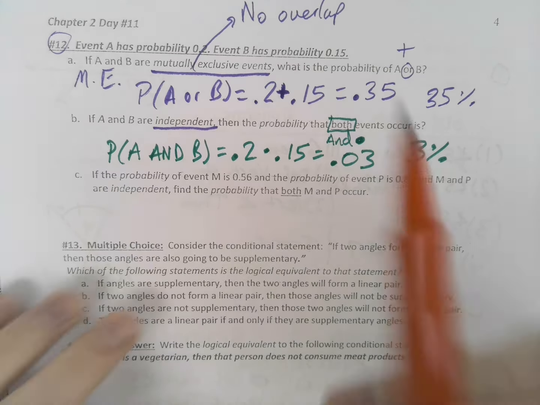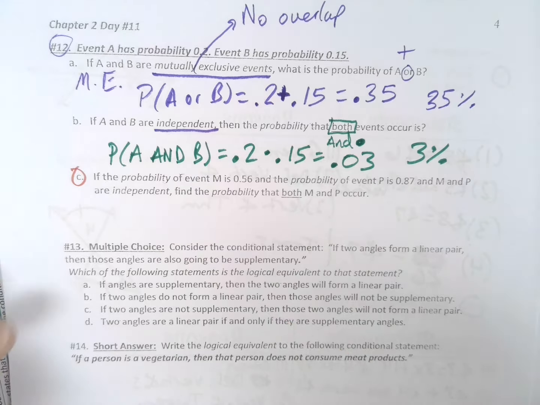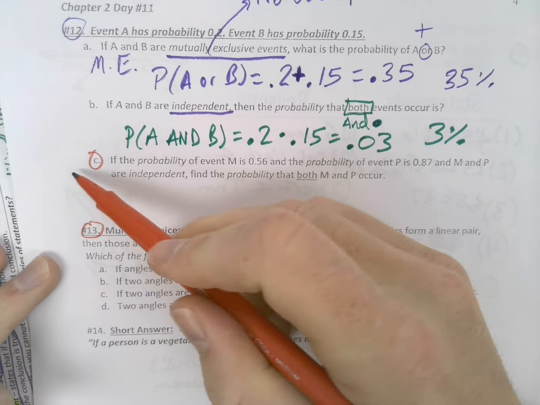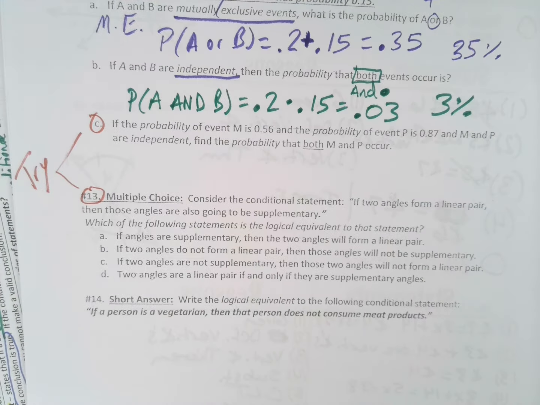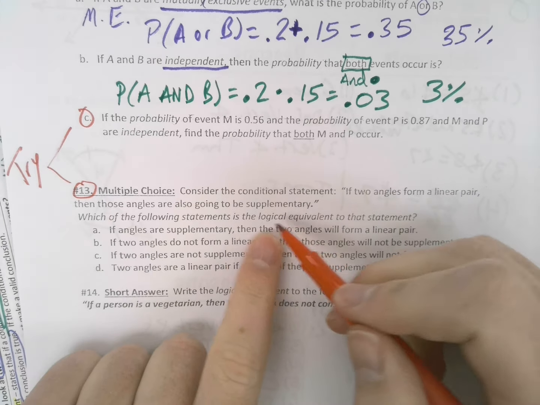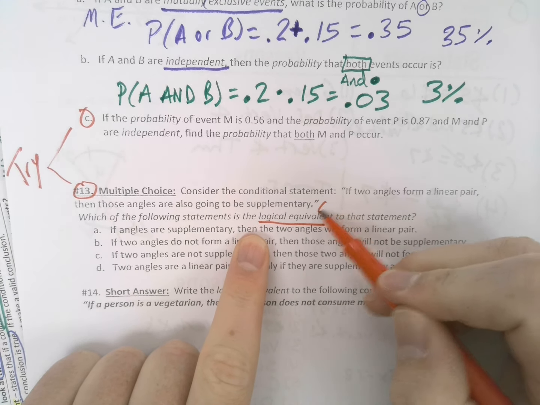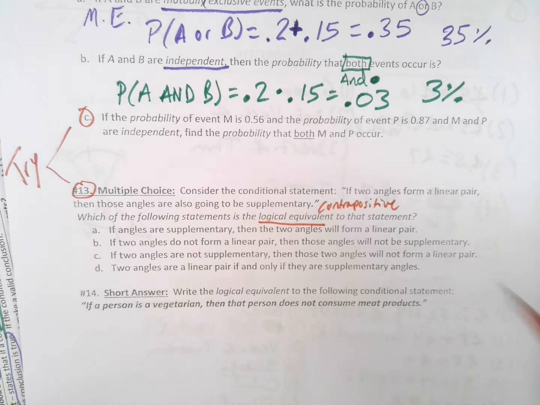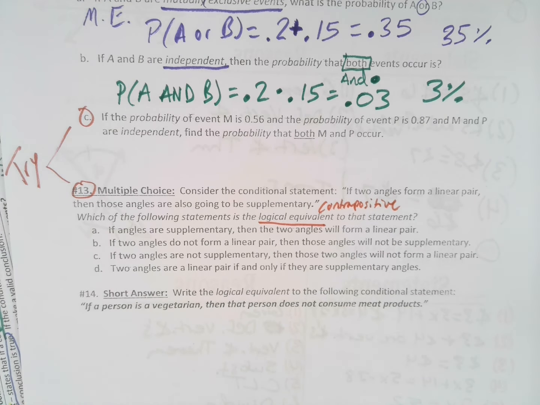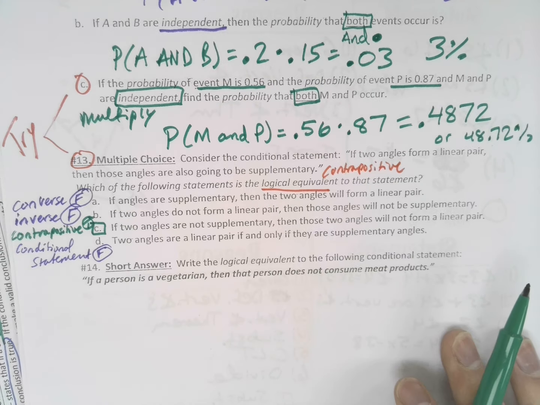Okay, so I want to see if you guys can try part C for me and then give number 13 a shot. It's a little throwback to logical equivalency, contrapositive, converse, all that good stuff. So try C and 13, and remember that the logical equivalent would be the contrapositive. All right, go ahead, guys. You can pause the video.